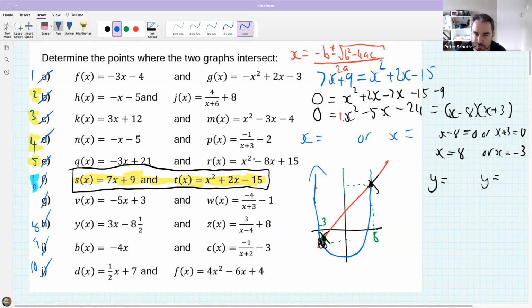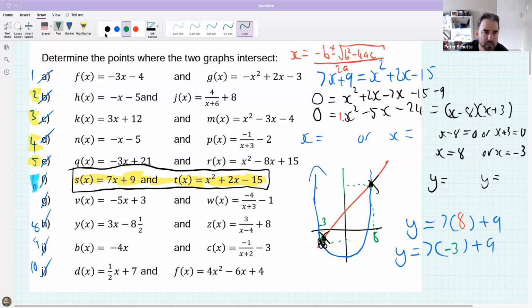So if I take the formulas at the beginning, s of x is 7x plus 9, or I could write that as y equals 7 times something plus 9. So 7 times 8 plus 9, oh, that's quite a big number. Am I making a mistake here? 7x plus 9? No. I'm putting an 8 in, so that's one way of doing it. And the other way is to put in a minus 3. So what are my final answers going to be for the y? That looks like it's going to be quite a big number.